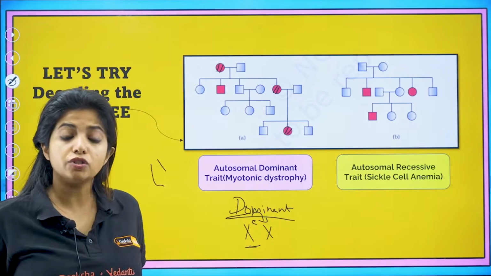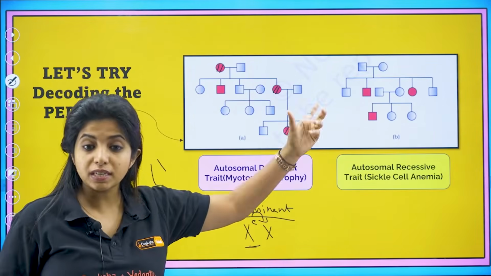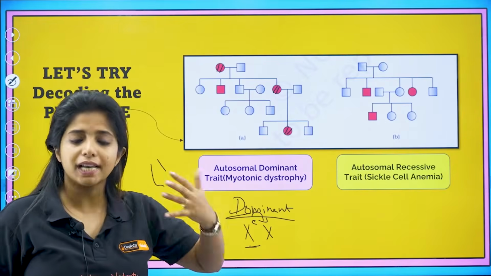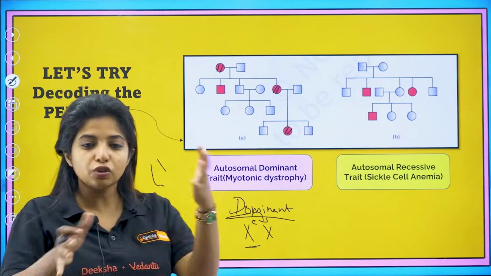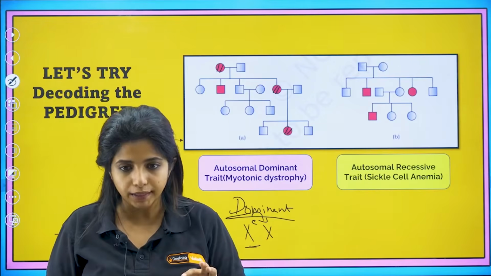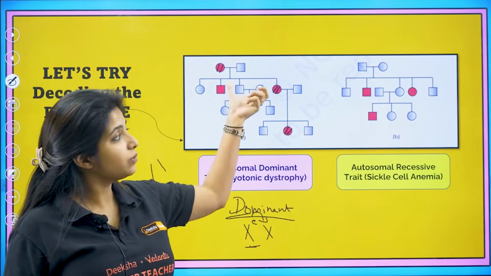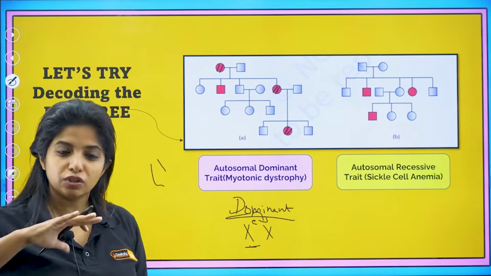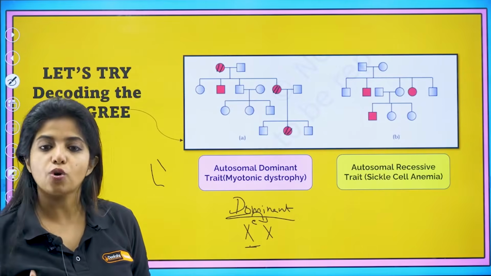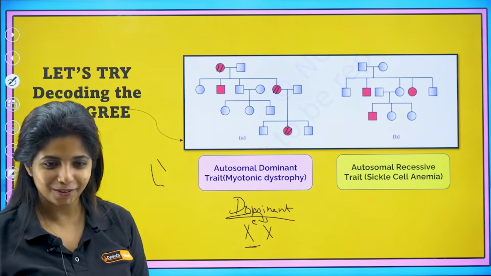Now, how do you understand whether it's autosomal or sex-linked? If the males are usually more affected, it will be sex-linked. If it's neutral, my dear children, it will be autosomal. If males are mostly affected, it will be sex-linked. If it is neutral, you will normally see it is autosomal. Okay, got it? I hope you got it.